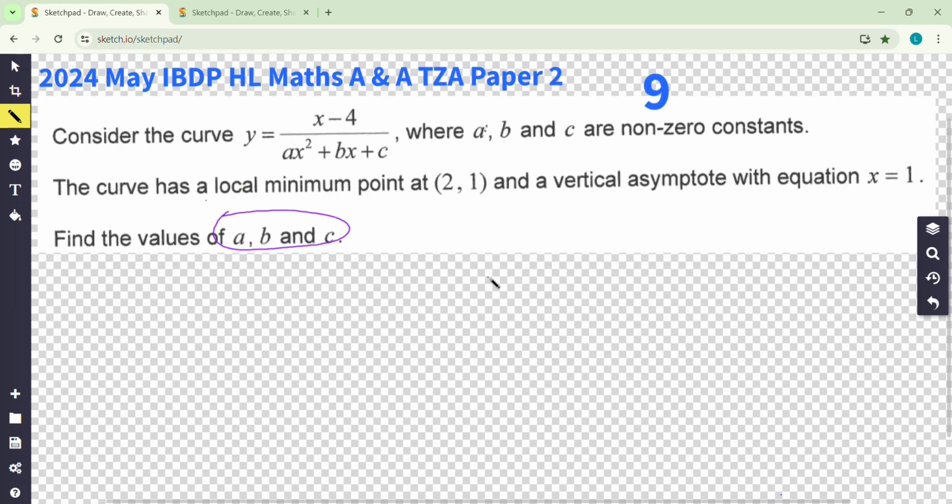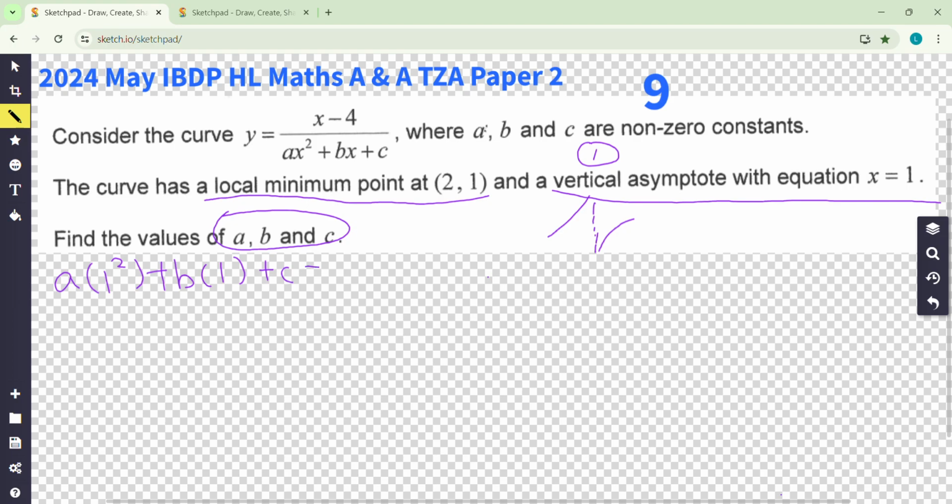One is the local minimum point at (2, 1), and the other is a vertical asymptote at x equals 1. Okay, step by step. This one is easier, so I do this one first. Vertical asymptote means it explodes, right? It becomes negative or positive infinity, right? So the denominator becomes 0 when x equals 1. So for this one, we substitute 1 squared plus b times 1 plus c. The denominator becomes 0 because of the asymptote.